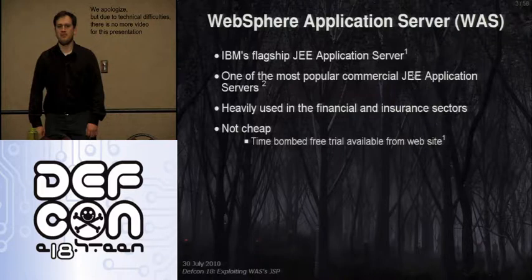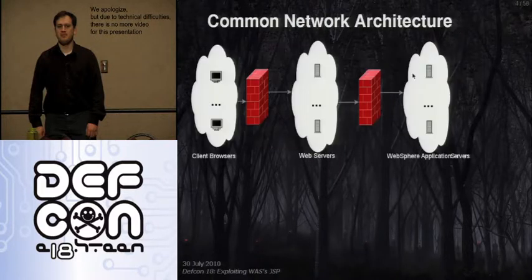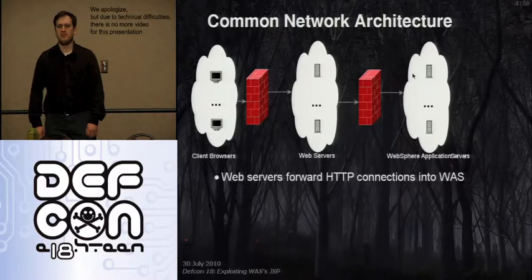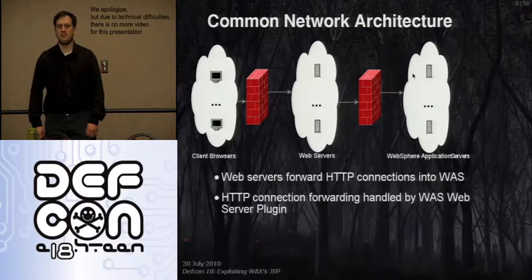So anyway, here we have the common network architecture that you usually see in a WAS deployment. You have the client browsers obviously on the internet that then connect through a firewall to your web servers, and those web servers then redirect through the WAS web server plugin into the actual application servers. This is done with an HTTP connection that is handled by the web server plugin.